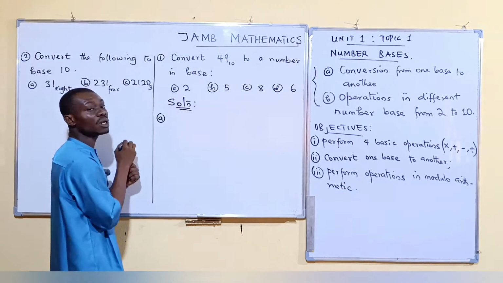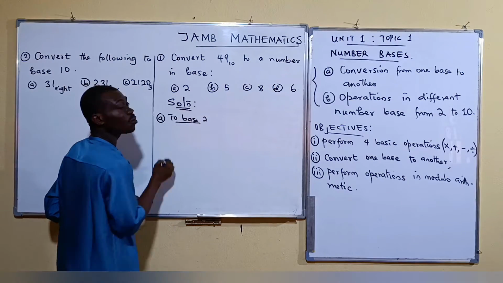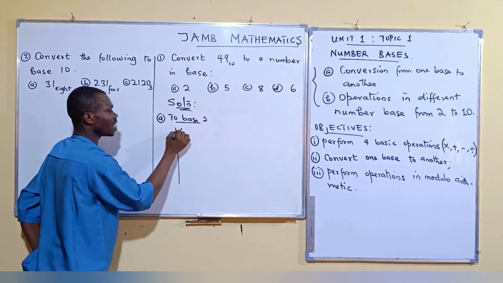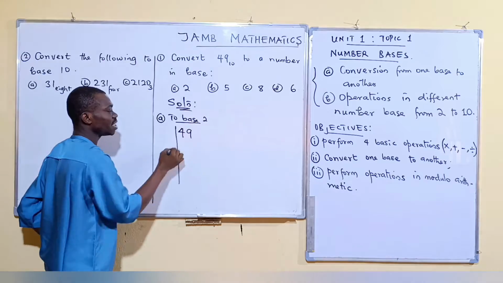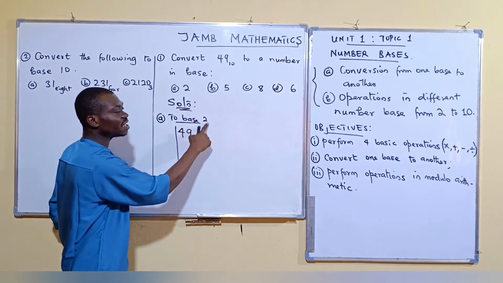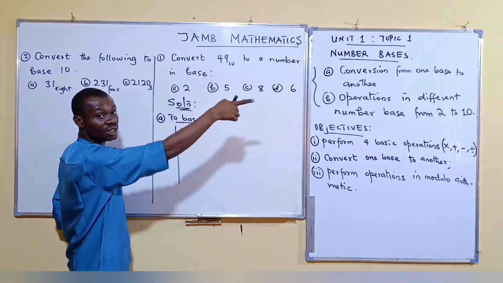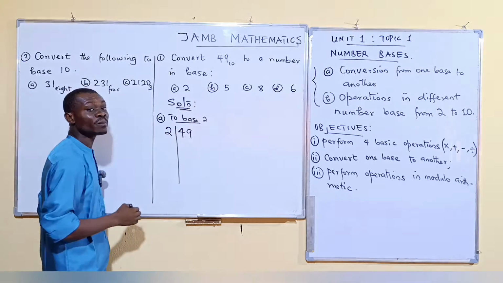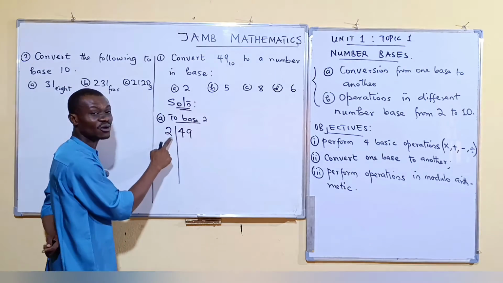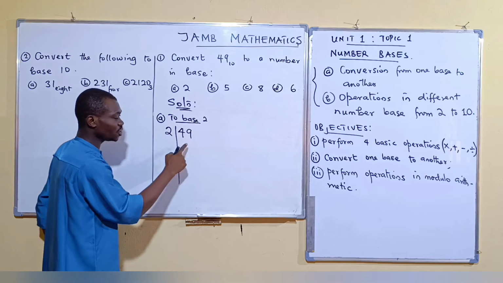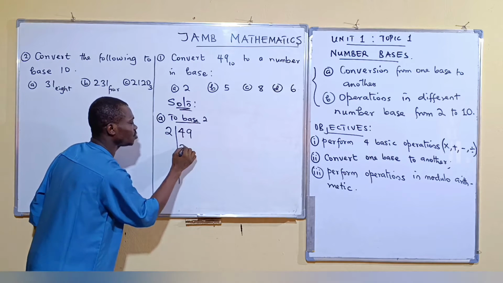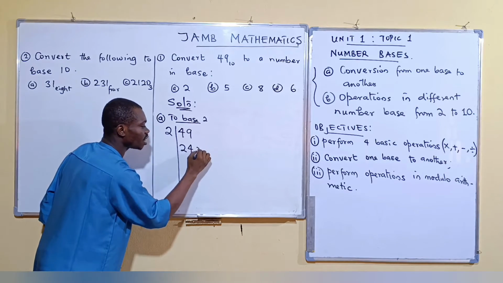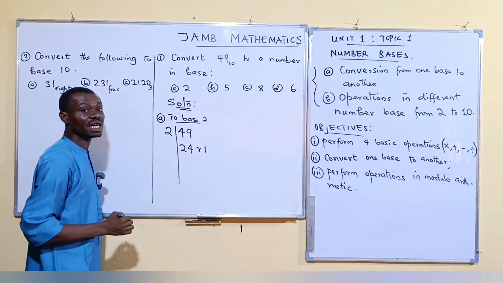For example, A. Okay, so what do I do? Just draw your long division line, and write 49 inside. And then you are going to be dividing by the base that you are going to. So since I'm going to base 2, I'll divide by 2. All right, so we start. You divide 49 by 2. What would you get? That will give us 24 here, and there will be a remainder of 1. So you record that remainder that way.